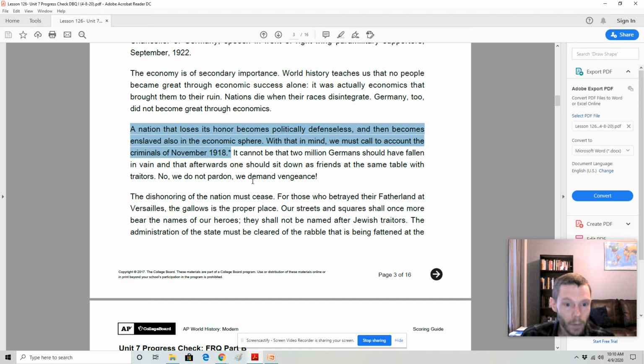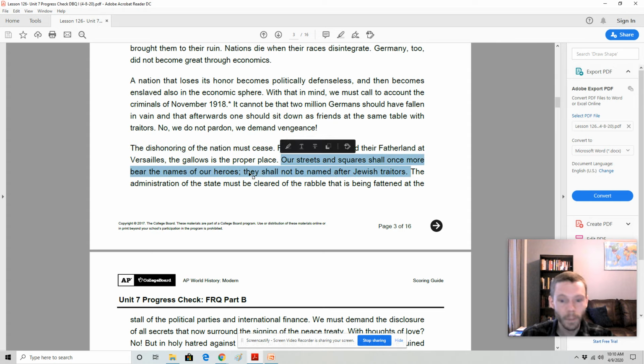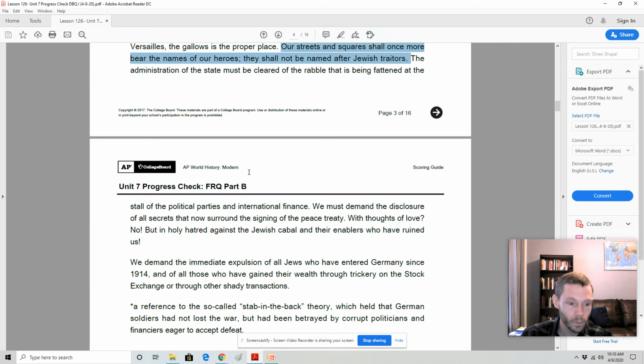With that in mind, we must call to account the criminals of November 1918. Notice his word choice. This is very important in terms of understanding the bias of this particular document, okay? Looking at how they're dishonoring the nation. So they want to be very, very clear here. In this case, Hitler is using anti-Semitism to really scapegoat a group of people to blame for the German military failure at the end of the First World War.